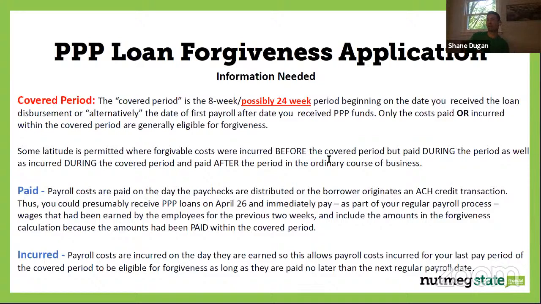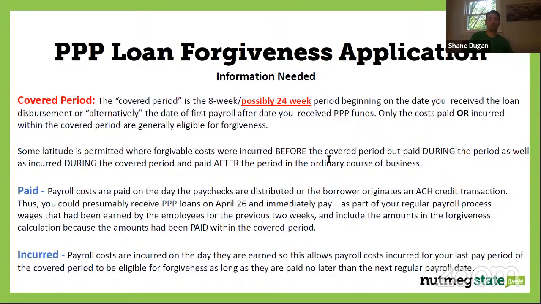So if, as an example, you had your PPP loan funded on April 14th, but your next payroll period was April 30th, you can choose to start your 24-week or 8-week, whatever it lands at, period on April 30th, and then that period starts. Now, it's important to remember that if you start the covered period at that point, all of the expenses, all of that stuff, all has to be within that period.